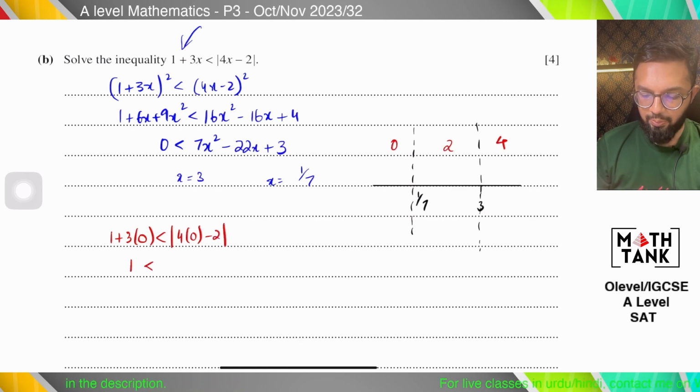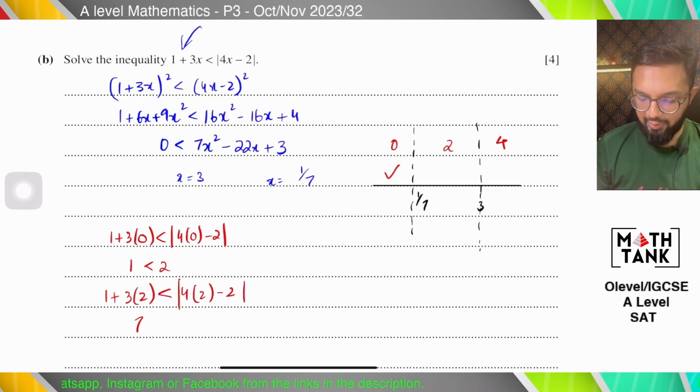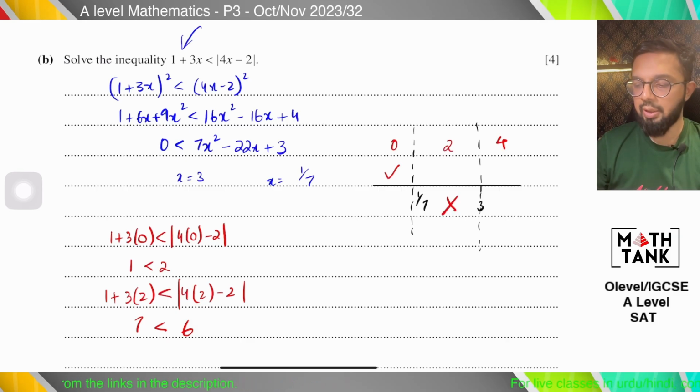So this gives me 1 is less than 2. Yes, that is the correct region. So 0 is the correct region. 1 plus 3 times 2 is less than 4 times 2 minus 2. So is 7 less than 6? No, that's not true. So that region gets cancelled out.